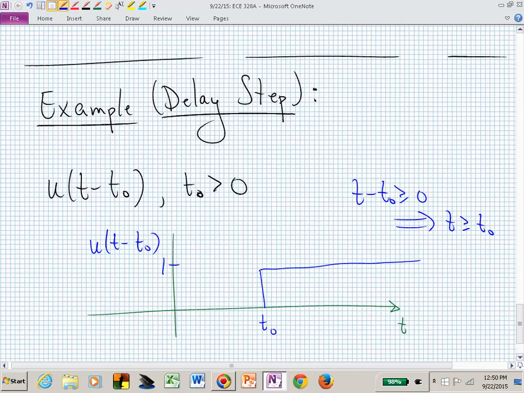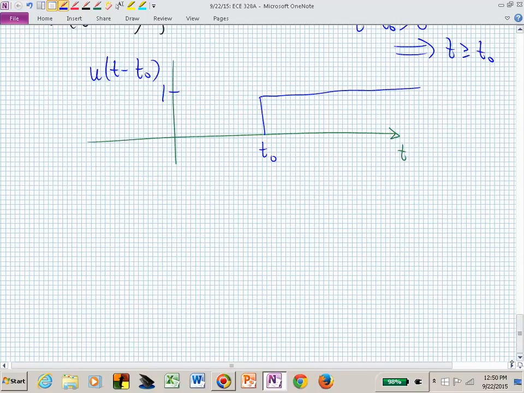Let's now see what that waveform looks like in the frequency domain. It looks pretty similar to the original unit step. It's just now it flipped on. You went and flipped the lights on 10 units of time later.